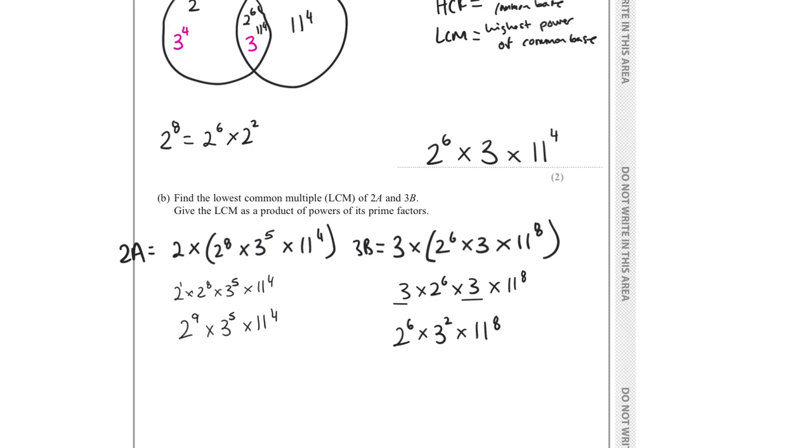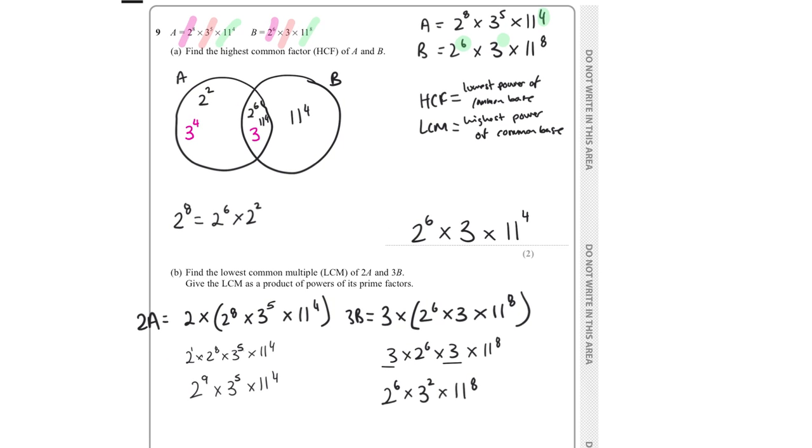Well done. Let's just double check, did I write everything else correct? 2, 8, 3, 5, 11, 4, check. 2, 6, 3, 11, 8. And I mean, this isn't a mathematical error, is it? This is a copying error. It happens. As long as we notice it. Well done to those who have noticed it. Now it wants the lowest common multiple.